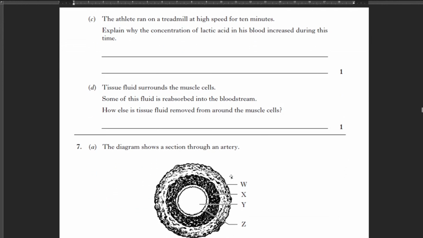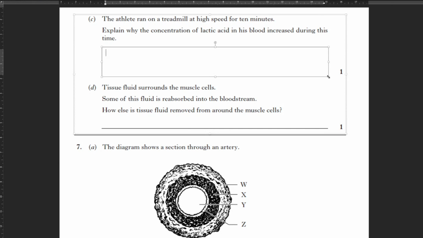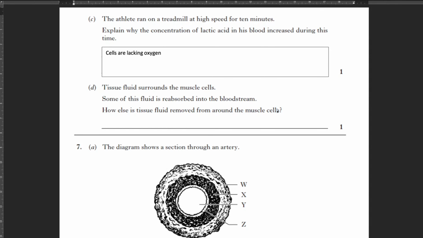An athlete ran a treadmill at high speed for 10 minutes. Explain why the concentration of lactic acid in his blood increased during this time, right? This is really more a unit 1 question, but we'll just quickly answer it anyway. Why would lactic acid in the blood increase during this time? Because the cells are lacking oxygen, okay? Or not getting enough oxygen or something along those lines. That would get you the mark there.